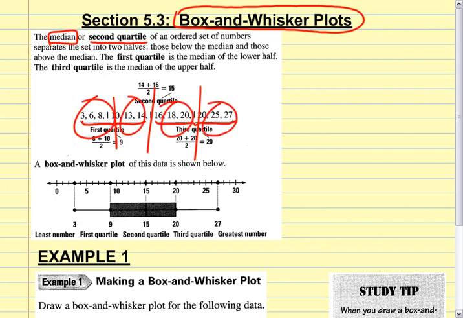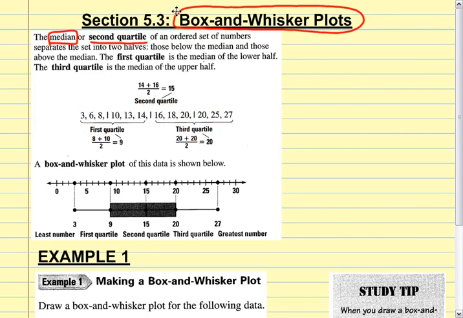All right. Now let's see how they do this. They've ordered the numbers from least to greatest for us. You can see them right here. 3, 6, 8. That's not a number right there, it's separating the numbers. 3, 6, 8, 10, 13, 14. Here's another separator. 16, 18, 20. Here's another separator. 20, 25, 27. Does everybody see the 4 parts that we've got?